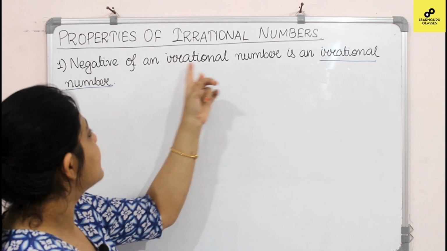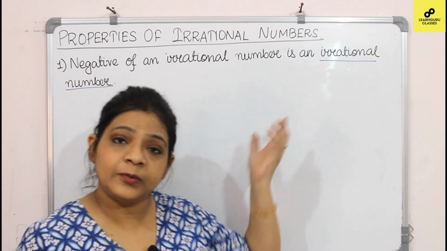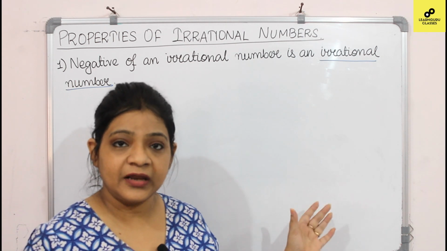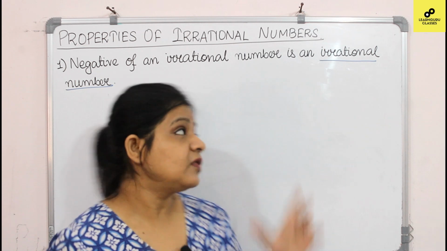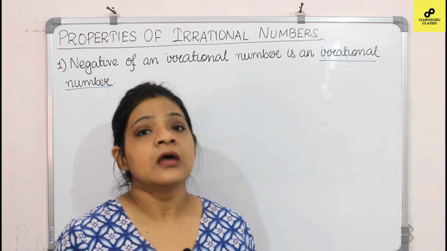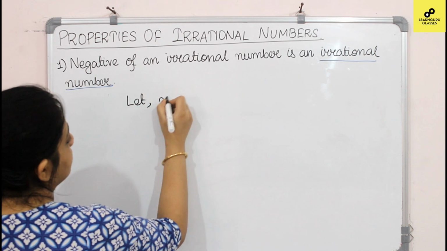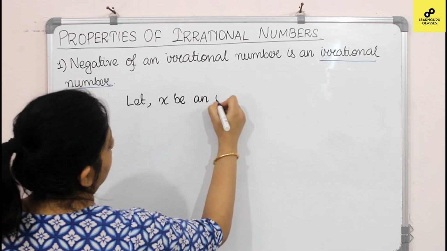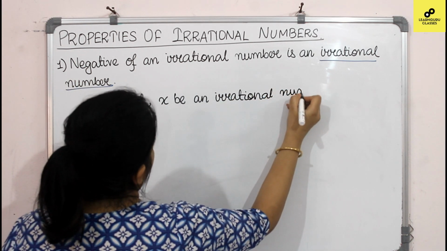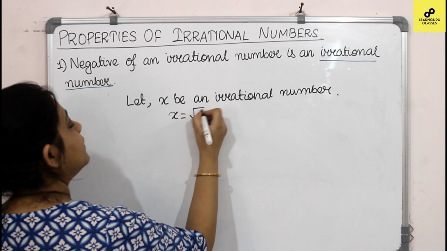The first statement is: the negative of an irrational number is an irrational number. Okay, so I am going to explain the statement, but I am not going to prove it. I am just going to explain with some logic. So what is given in the statement? Suppose we take any irrational number. Let x be an irrational number, let it be root 2.